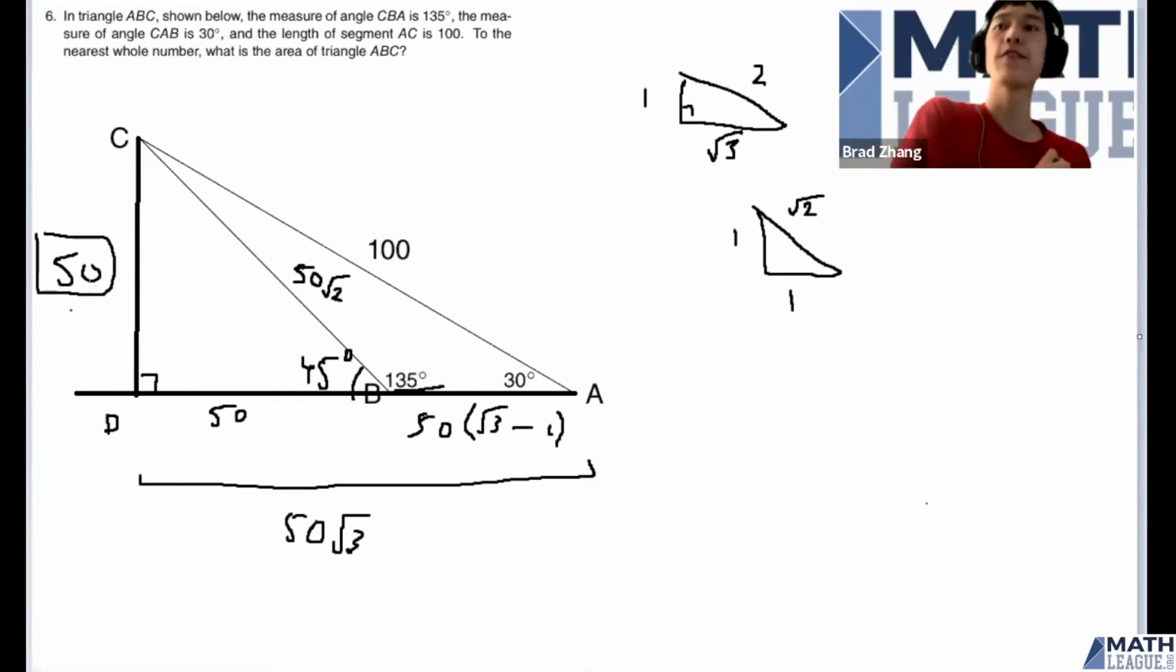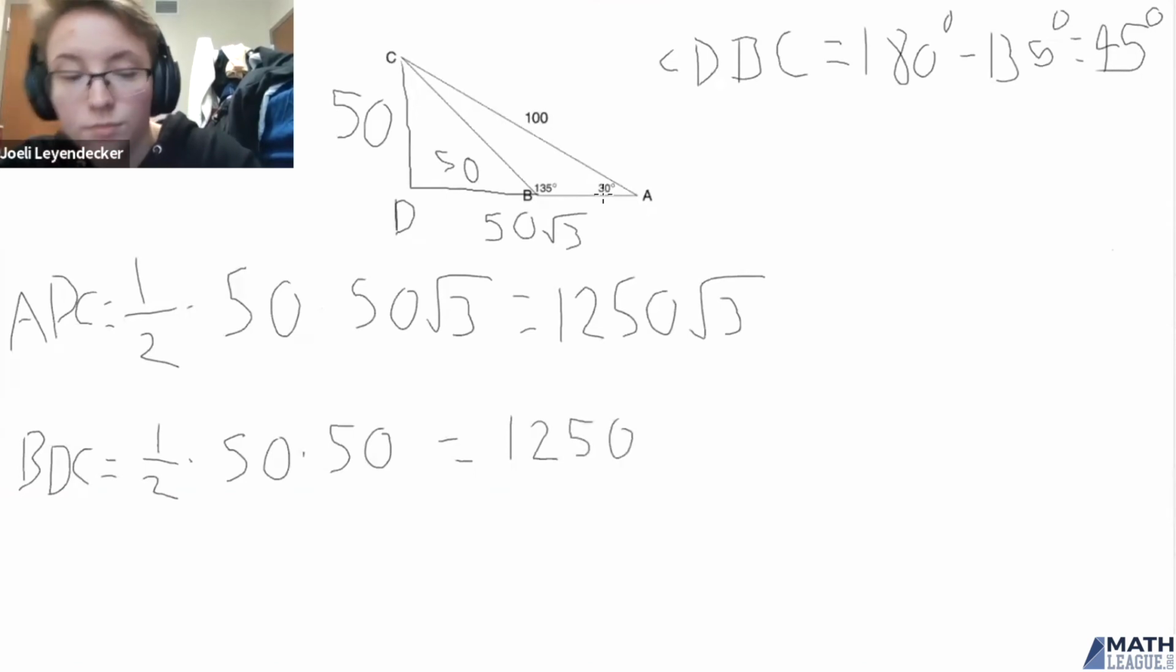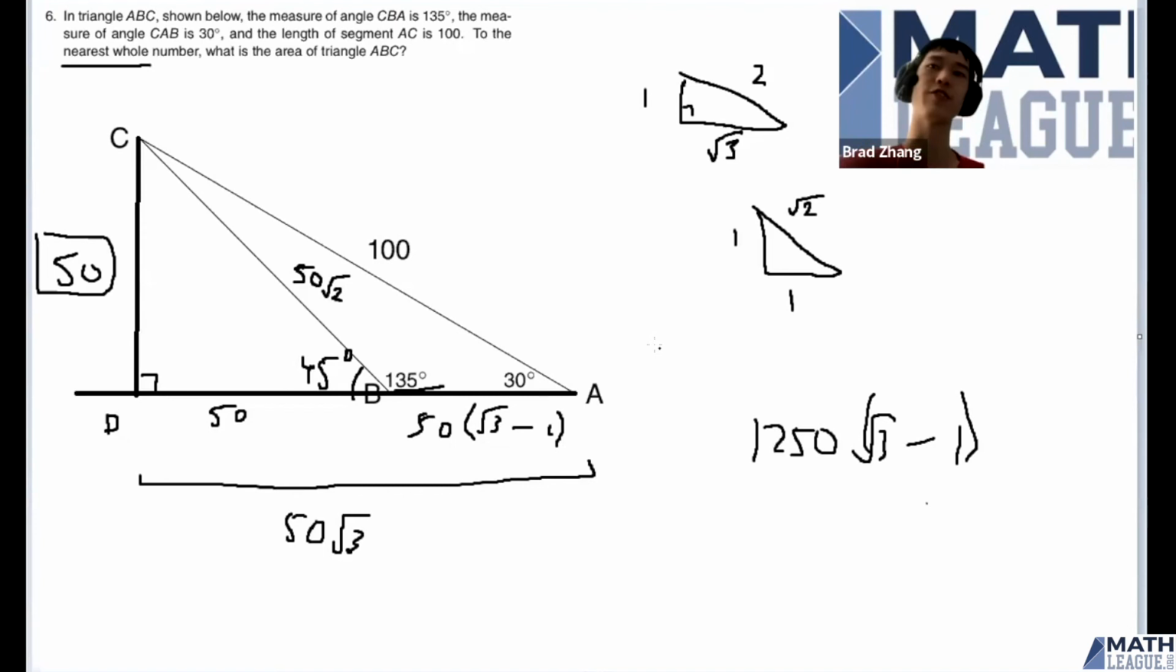Then finally, we all know the formula for the area of a triangle: one half base times height. So one half base times height is one half times 50 times 50 times root 3 minus 1, which is 1250 times root 3 minus 1. Since this is a target round, you don't really need to do this in your head. We want the nearest whole number, so just plug this into your calculator.